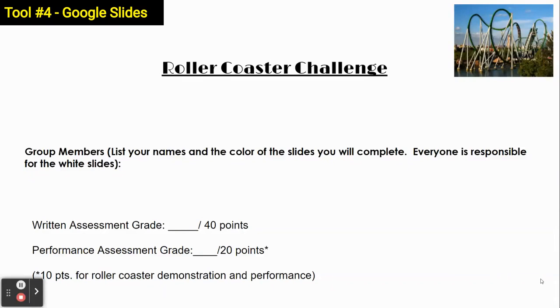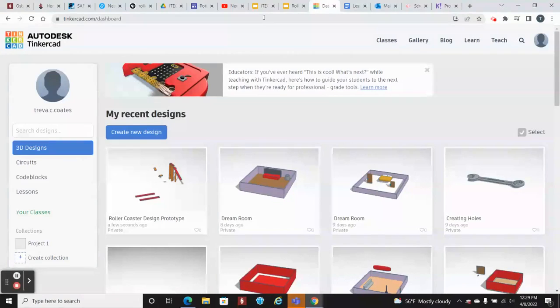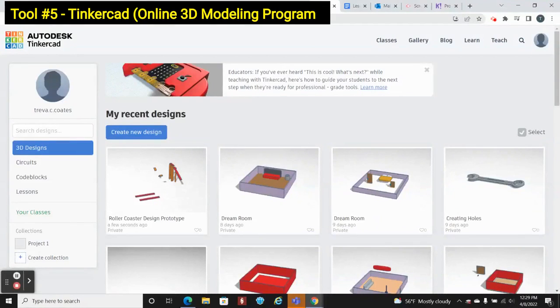I go through this project so the students have a clear understanding of the expectations at the end of the project, so they are thinking about this as they are working. The next portion of the project is the use of Tinkercad, a 3D modeling program. It is cloud-based. Students will use this project to design their individual roller coaster prototype.